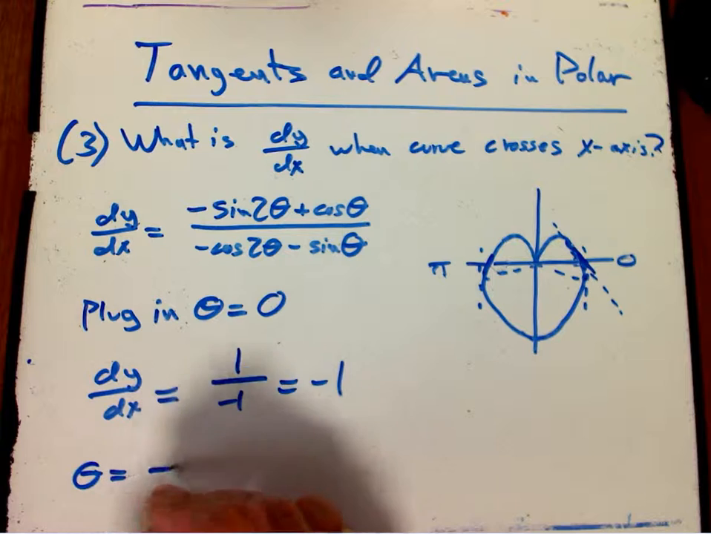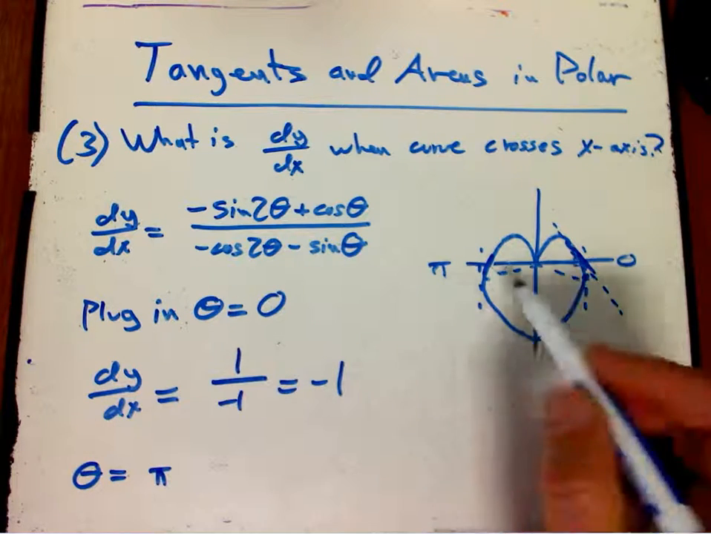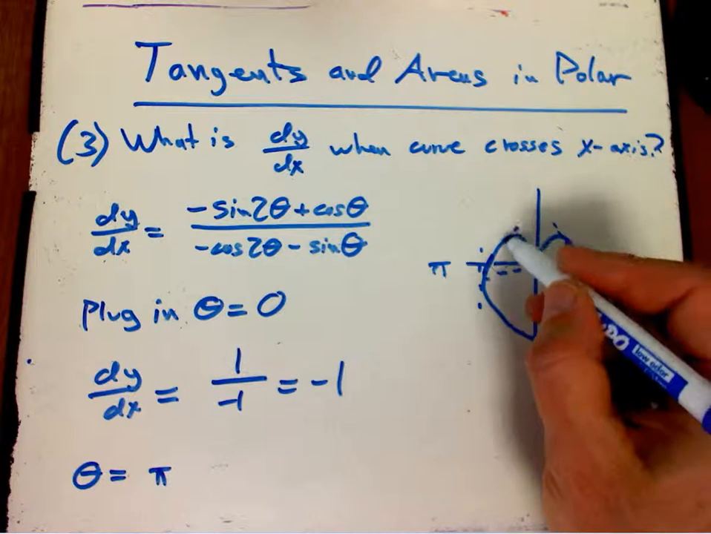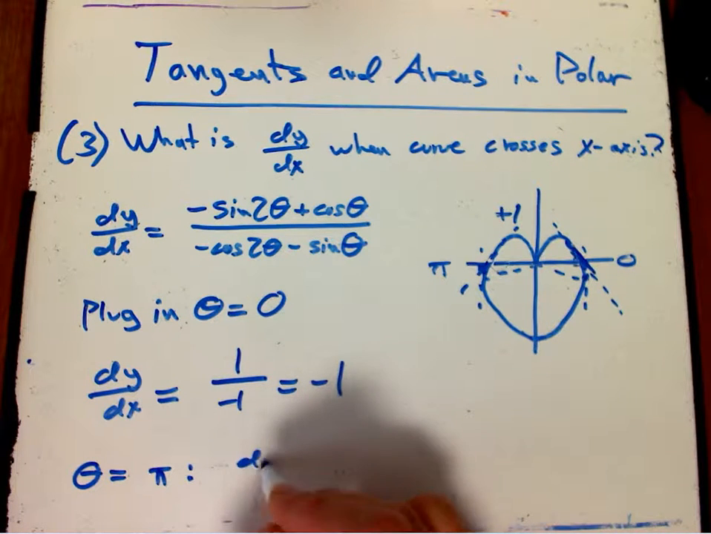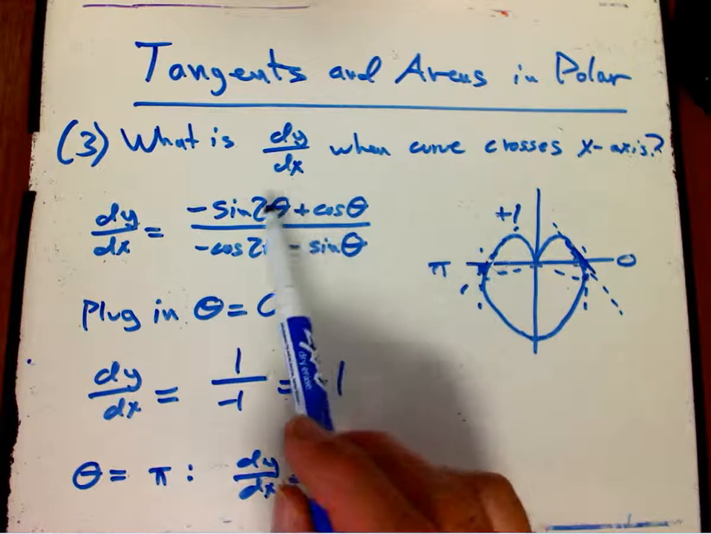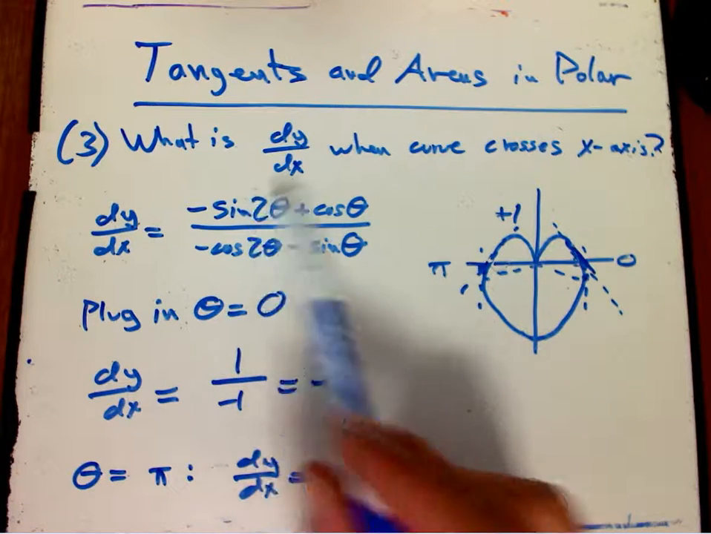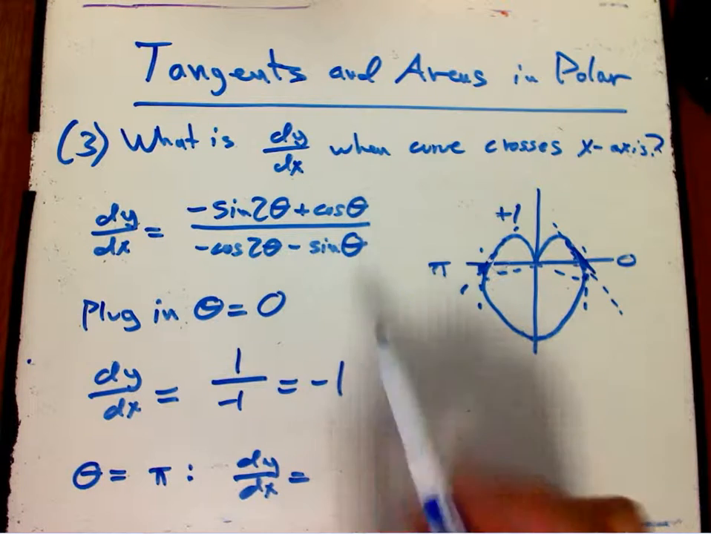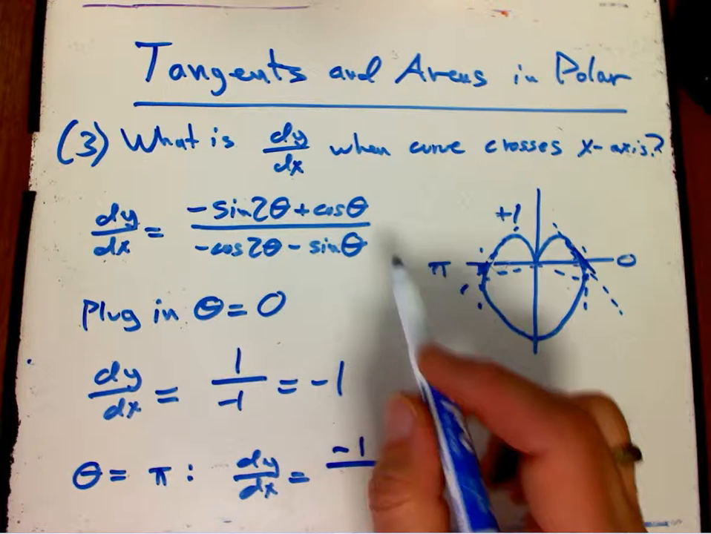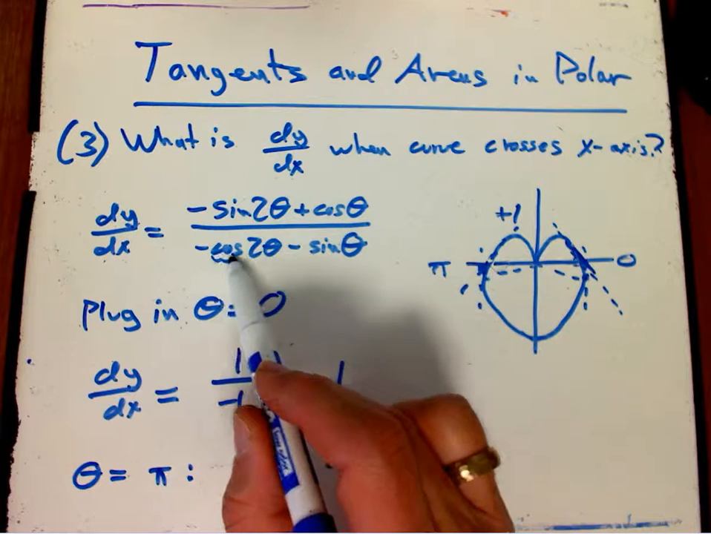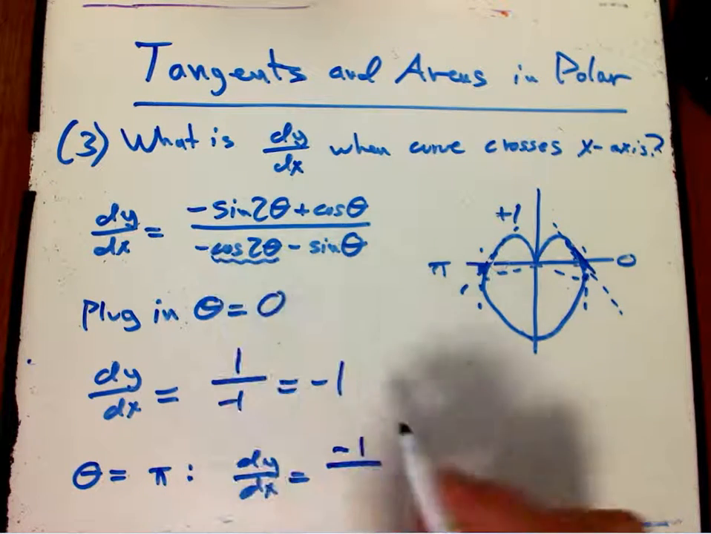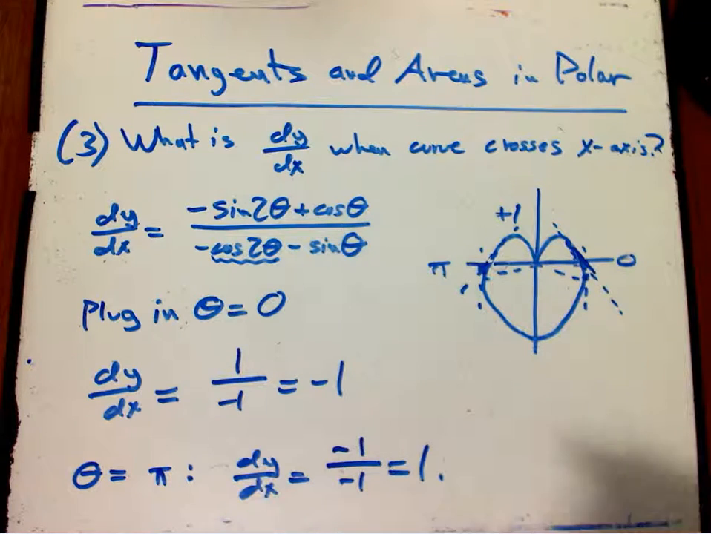If theta equals pi, we really should already know the answer. From the symmetry of this curve, we should be getting plus 1. And we get dy/dx. Let's check it. When theta equals pi, sine of 2 pi, that's still 0. Cosine of pi is now negative 1. Sine of pi is still 0. Cosine of 2 pi is 1. This minus 1, they cancel and you get 1.